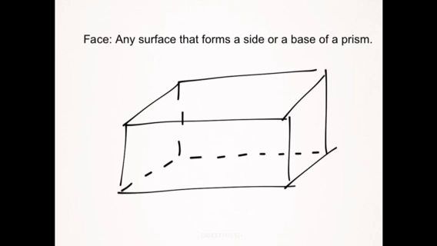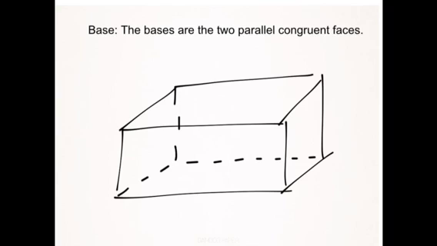Another term you need to be familiar with is face, and that's any surface that forms a side or a base of a prism. This has 6 faces, so this top would be a face, bottom, side, side, the back, and the front. The base, we have two bases, are the two parallel congruent faces. So this would be a base, this would be a base. So these are specific types of faces.